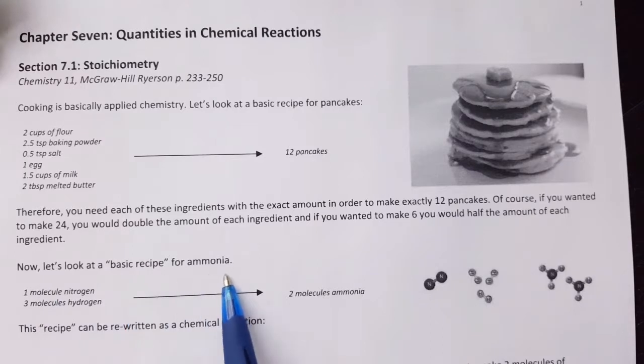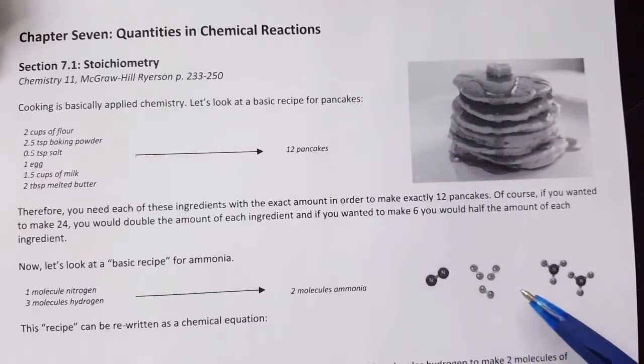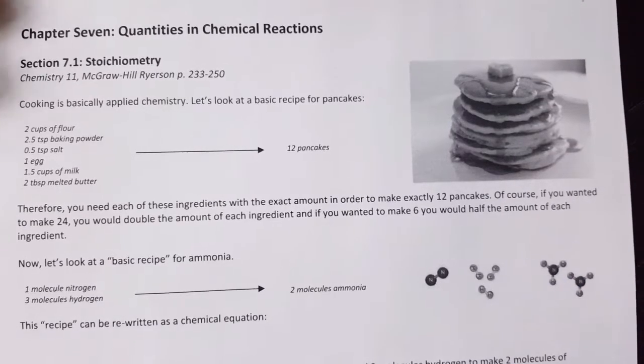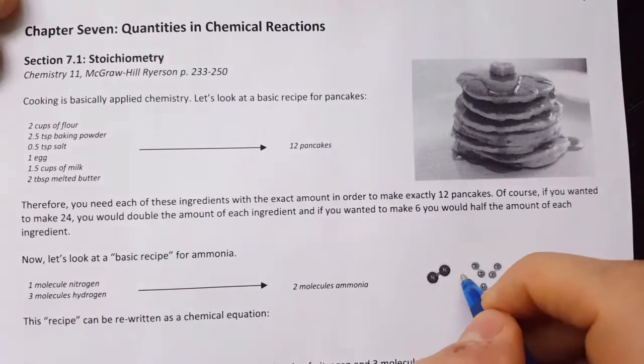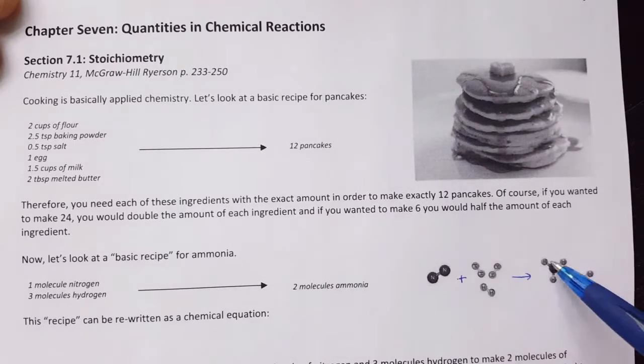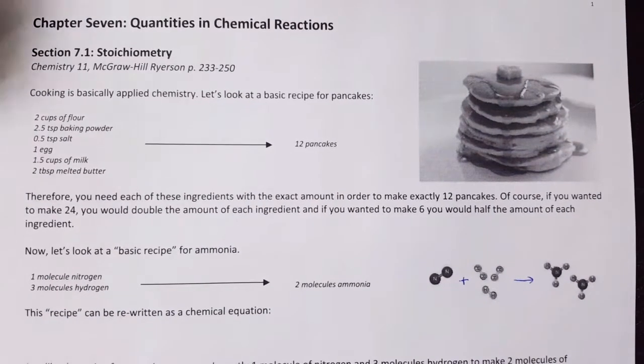We can also look at a recipe, for example, for ammonia. So 1 molecule of nitrogen will react with 3 molecules of hydrogen to make exactly 2 molecules of ammonia. And we know this is correct because if you look at the number of atoms present, we have 2 nitrogens reacting together, and there are 2 nitrogens in the product. We have 6 hydrogen atoms in total and 6 hydrogen atoms in the products. So conservation of mass.